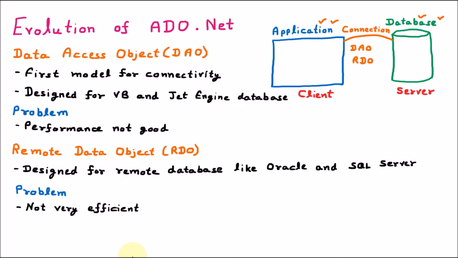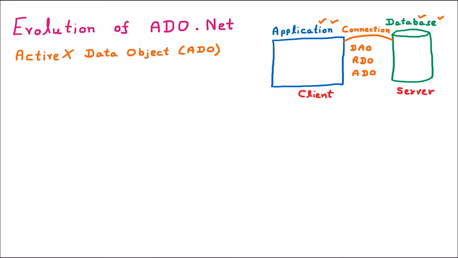Then after that, we have the next type of connection, which is ADO, that is ActiveX Data Object. ADO, ActiveX Data Object, is different from ADO.NET. ADO is just the version previous to ADO.NET. This ADO is designed for client server architecture. Whenever your database is present remotely, it deals with that. So wherever the client server is there, ADO deals with that.